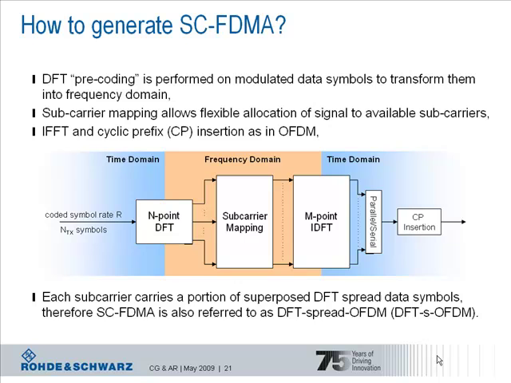The last two blocks are the same as for OFDM, so there's no difference to the downlink signal generation chain. The DFT precoding is the essential difference between downlink and uplink. So what does the DFT do? Well, first of all, it is a mathematical operation, but compared to OFDM in the downlink, where each subcarrier carries just one specific modulation symbol, the DFT takes the symbols and spreads them over the available subcarriers. In that manner, each subcarrier carries a portion of superposed symbols, therefore single carrier FDMA is also referred to as DFT spread OFDM.